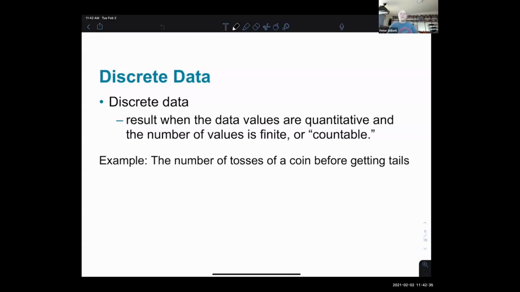Let me give you another example to add to this one. Then we'll go over to continuous, look at a couple more examples of that, and then try to think of things and determine whether they're discrete or continuous.